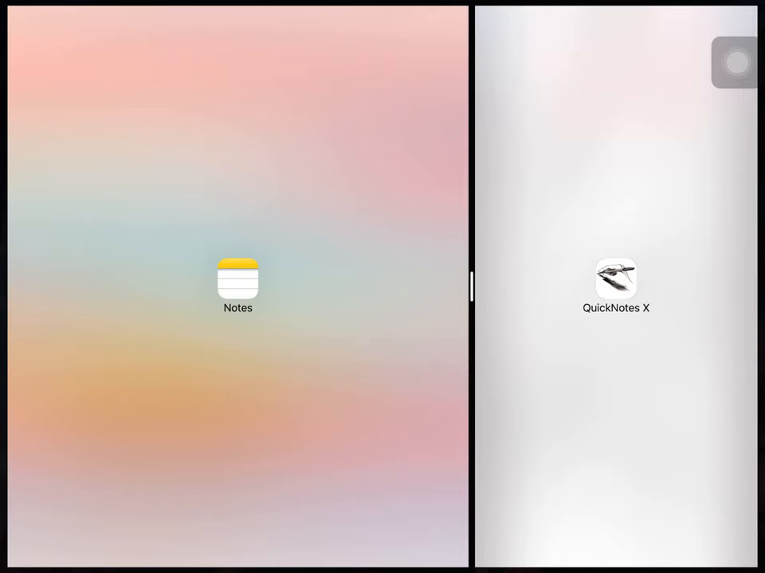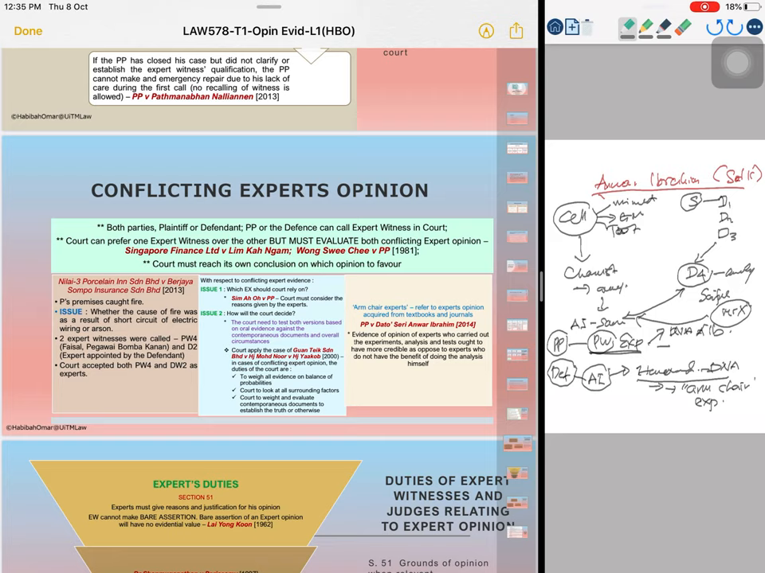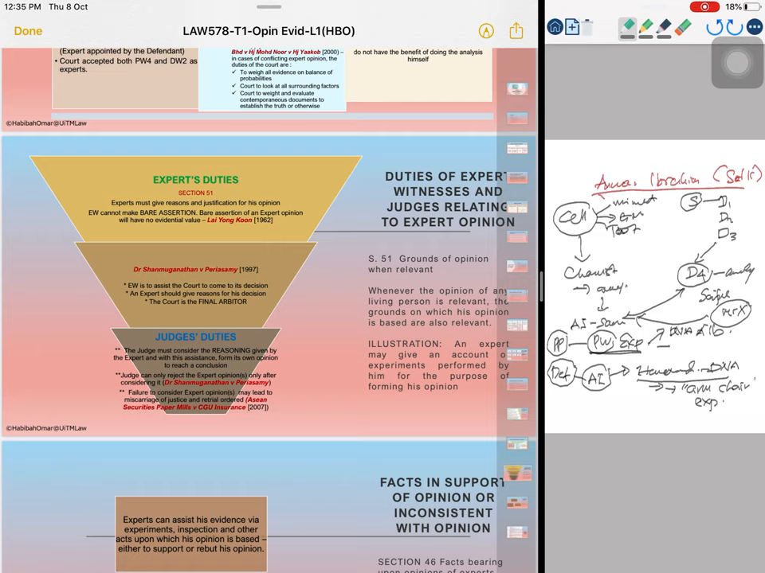You got the picture? So that's how. If you look at this PowerPoint, it reflects how the judge will decide if you have conflicting expert opinions. Now, what are the duties of an expert, and what are the duties of a judge relating to expert opinion? As we have discussed earlier, whenever an expert gives evidence in the court, it is paramount that they give grounds for their opinion.